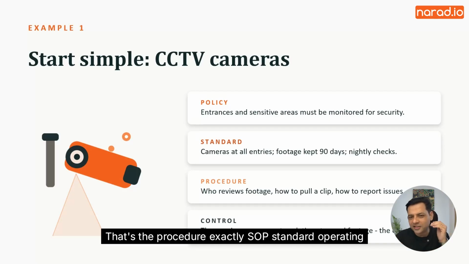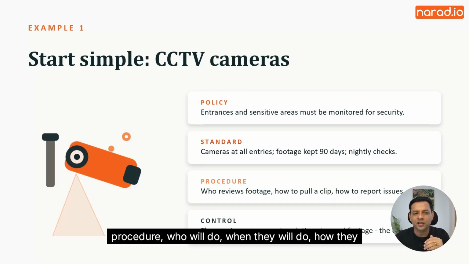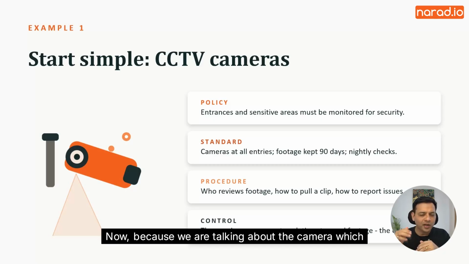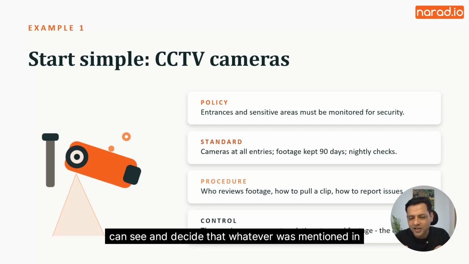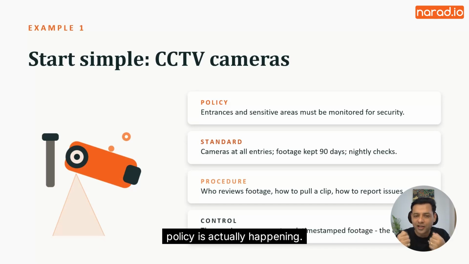That's the procedure, exactly SOP, standard operating procedure: who will do, when they will do, how they will do, everything. And last comes the control. Now, because we are talking about the camera which needs to operate, control needs to make sure there is some evidence at the end of the day, end of the week, which auditors can see and decide that whatever was mentioned in policy is actually happening.